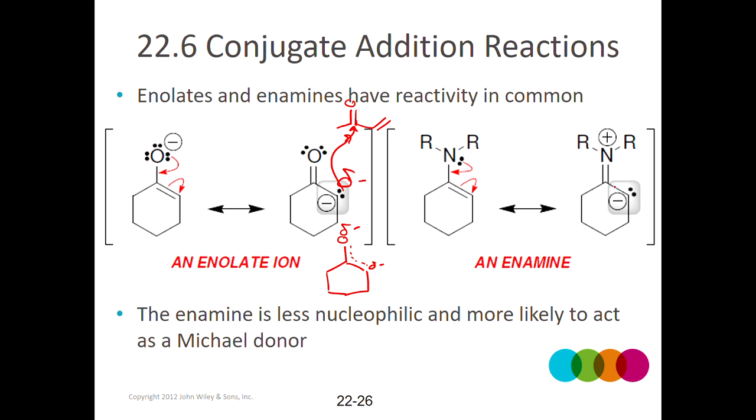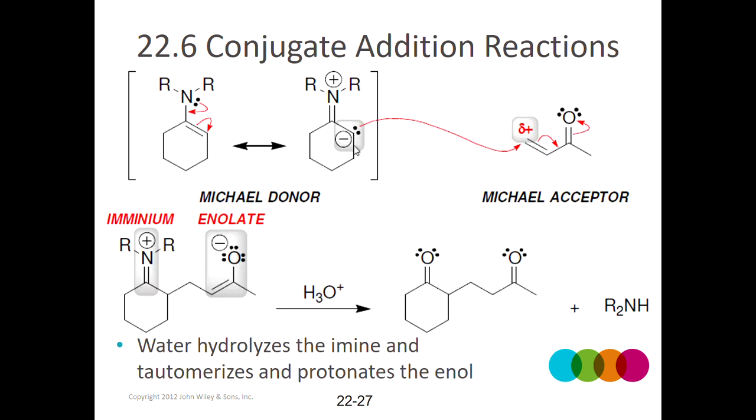But the enamine, because this is such a minor contributor, because the major contributor has no charge at all, when it attacks, it's much more likely to attack the beta carbon and go through the resonance stabilized intermediate. And so it acts as a Michael donor, a weak nucleophile that will attack the beta carbon of an alpha beta unsaturated site rather than directly at the carbonyl carbon. And so that's what we see.